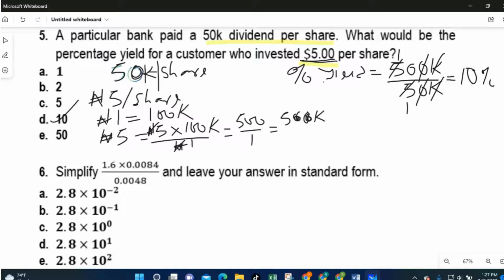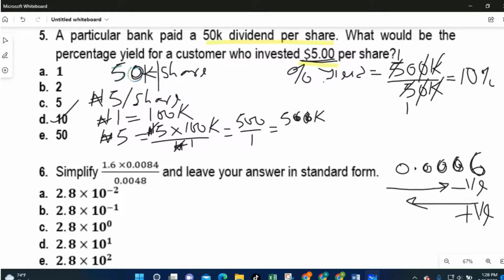Now, in standard form, when you are changing decimals, let's say this is 0.0006 and you want to convert it to standard form. If you are counting this way, the power you are going to get is going to be a negative power. But when you are counting this way, the power you're going to get is going to be a positive power.